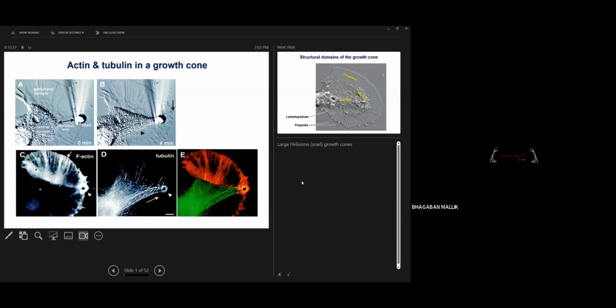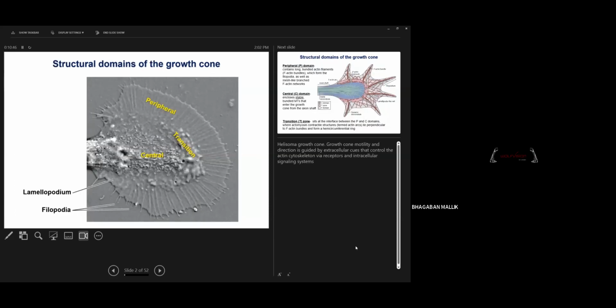When they did the staining, they found that this part mainly consists of alpha and beta tubulin, and the peripheral part that you are seeing here consists mostly of F actin, the filamentous actin. If I go to the next slide, the structure of the growth cone has been discussed in more detail in the snail.